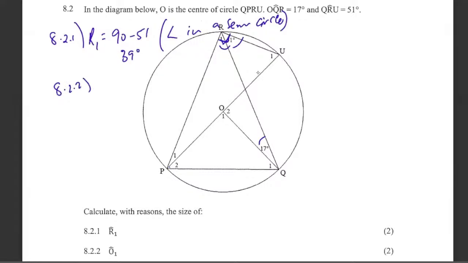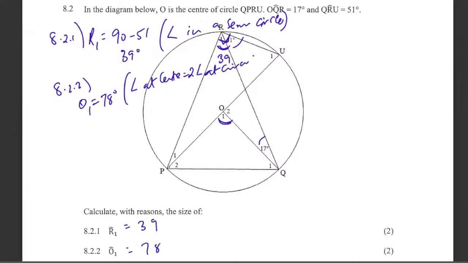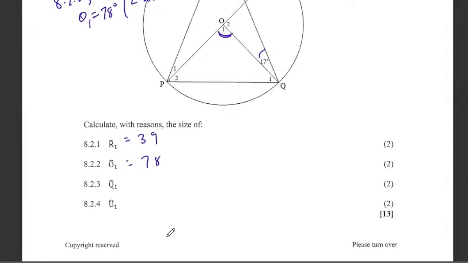Then 8.2.2, we're saying this is 39. They want us to get O1. So how does O1 relate to what we just calculated? We know that O1 is at the center, and then R1 is at the circumference, which means O1 must be twice that. So that's going to be 78. Angle at the center is twice angle at the circumference. Okay, having done that, we say this is a 39, that's a 78. We need to get Q1.